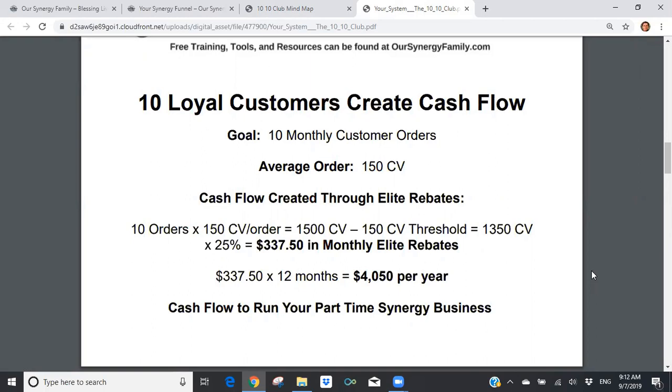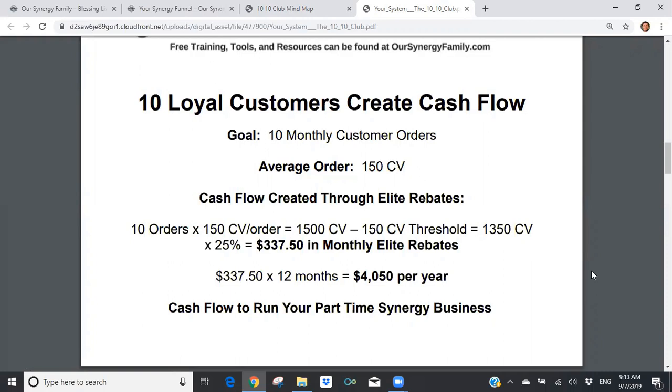But the goal is 10 orders with an average order of 150 CV. That creates 1,500 CV of volume. Back out the threshold of 150. I'm left with 1,350. I earn a 25% return through what's called elite rebates. That creates for me $337.50 in elite rebates. And if I multiply that by 12 months, I've created a part-time business of a little over $4,000 a year.